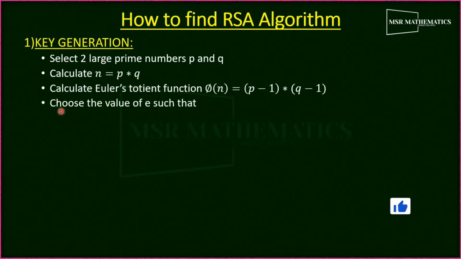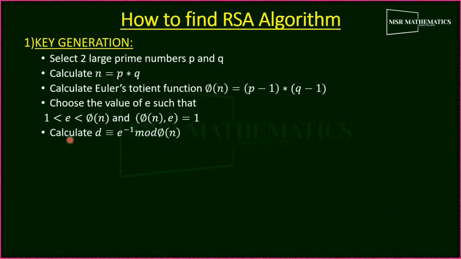Next, once we obtain phi of n, choose the value of e such that 1 < e < phi of n and the GCD of phi of n comma e is equal to 1. Here, after obtaining phi of n, next we have to calculate the value of e. With the help of that, e must lie between 1 and phi of n. Here 1 is less than e and e is less than phi of n, and the GCD of phi of n, that is Euler's totient function, and e must be equal to 1, that is both are relatively prime. So we have to choose the value of e with the help of these two conditions.